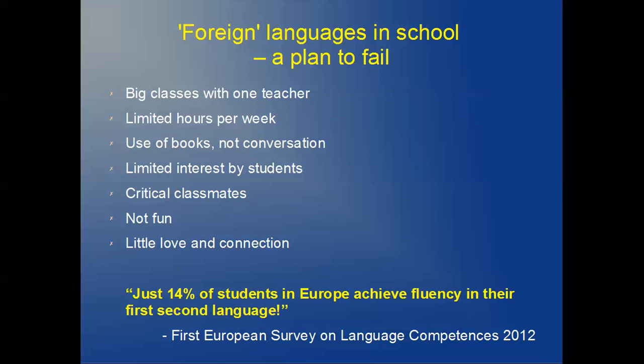Now let's look at school. Foreign languages in school. They call them foreign. Foreign means it's not part of you. It's somewhere far away. It's not part of your home. It's foreign. It's extra. It's outside. This is already the wrong word to use. I always use the word second language.